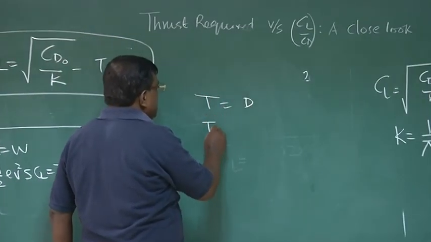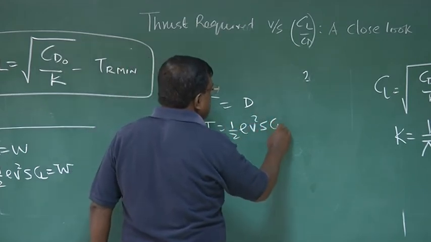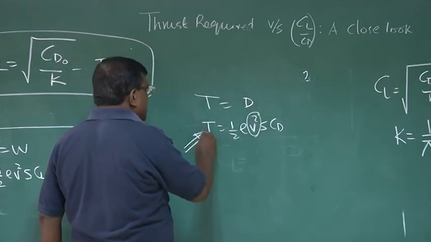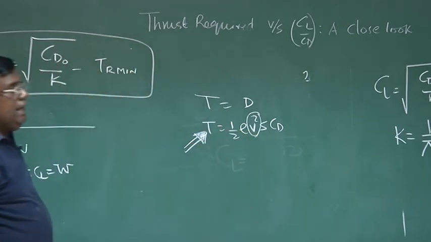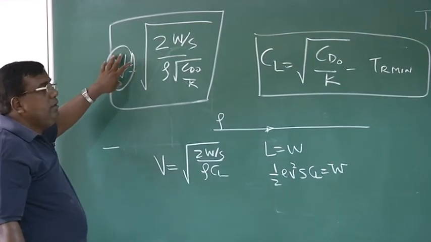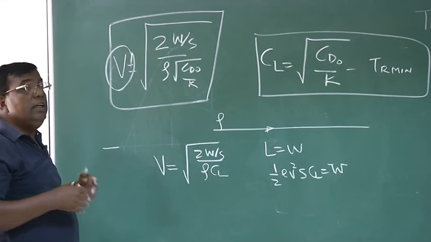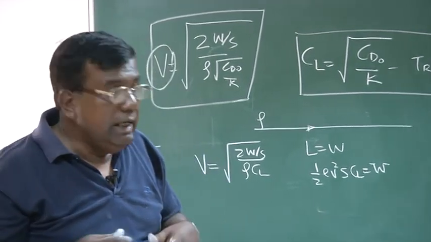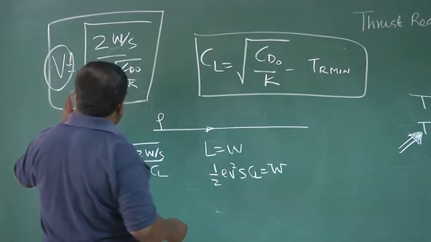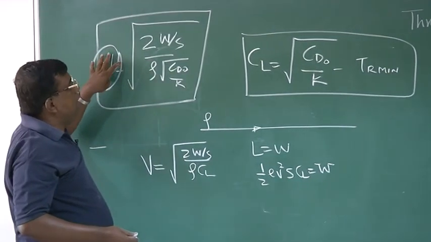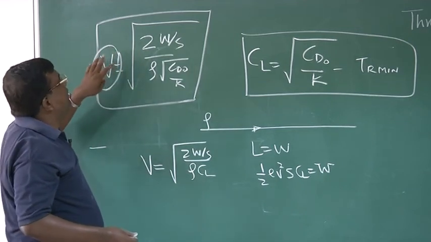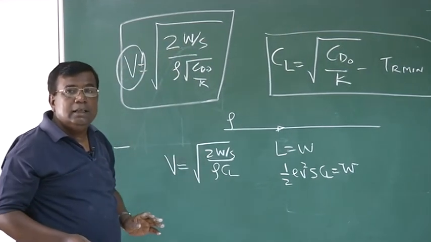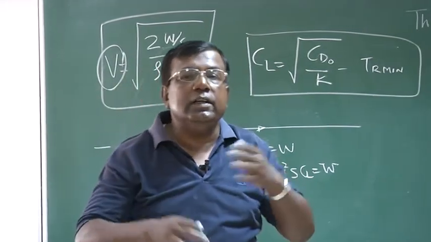That is, thrust equal to half rho V square S CD. I need to have enough thrust so that I get this much of V, because for a particular V, this airplane will experience a drag. So I have to ensure that my engine is powerful enough to give that much thrust. So there, again, I go back to the engine side, whether really this velocity is achievable or not. If it is achievable, fine. If it is not, and I want to reduce this V, I will try to play around with the wing loading, W by S. I will try to reduce the wing loading. And that is how this iteration will go on happening.